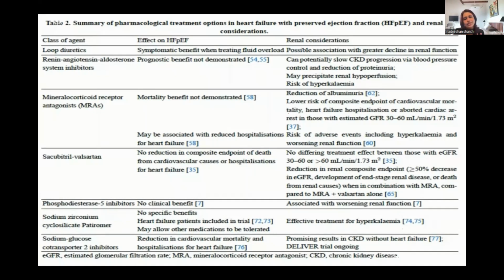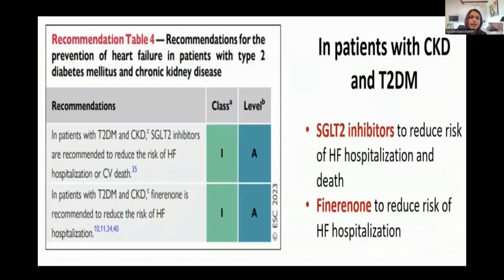With that, two trials showed it, the EMPEROR-Preserved and DELIVER trials, and then RAS inhibitors, mineralocorticoid antagonists, and sacubitril-valsartan. Phosphodiesterase inhibitors, we should not use. It is contraindicated. Nitrates, not used. It is contraindicated in chronic kidney disease patients.